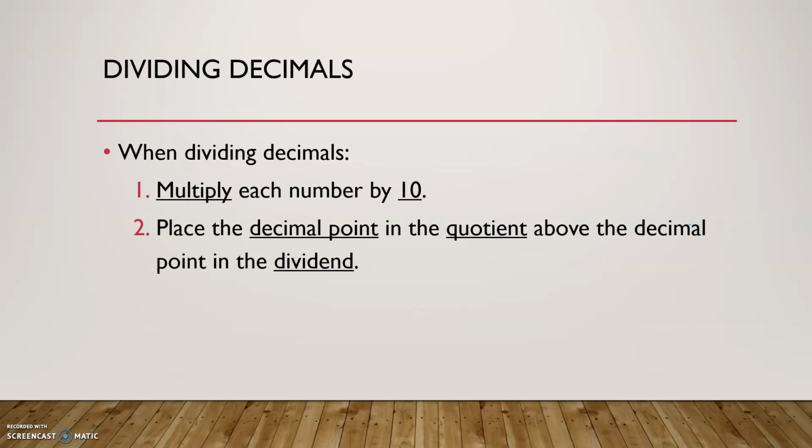For dividing decimals, there are a couple of steps. The first one is to multiply each number by 10. What that's going to do is, if we do 4.2 and multiply it by 10, that just moves the decimal one spot to the right, and it's going to make it look like 42 instead of 4.2. Place the decimal point in the quotient above the decimal point in the dividend. And we're going to look at what that means.